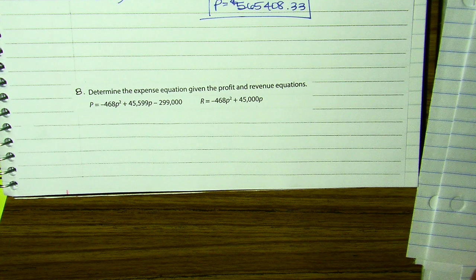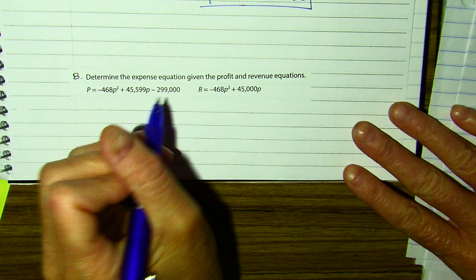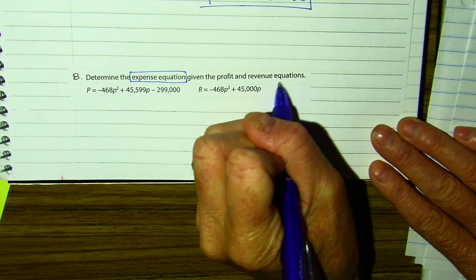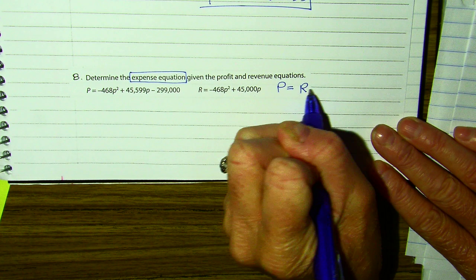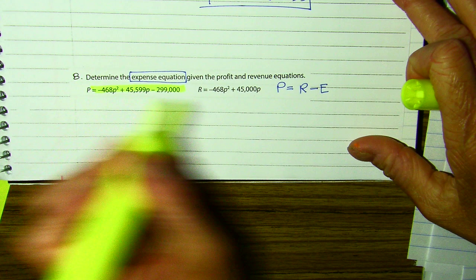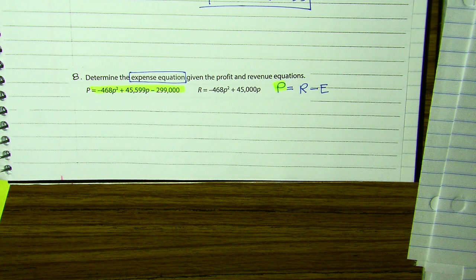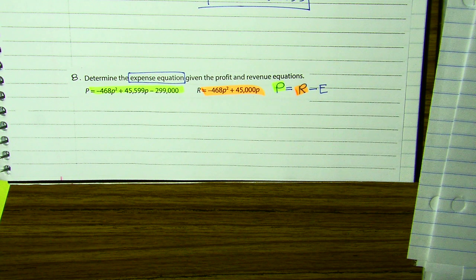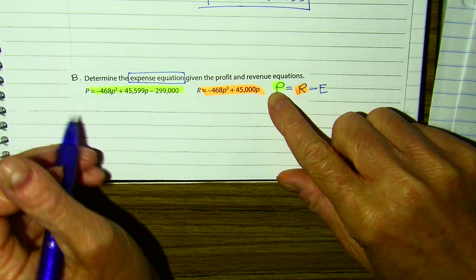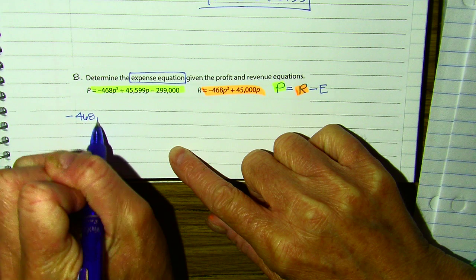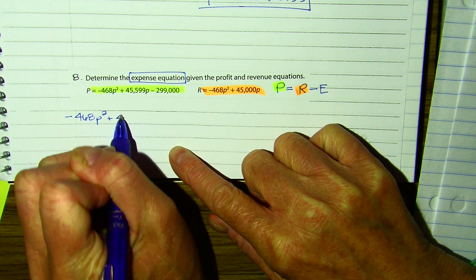So moving on, number 8, determine the expense equation given we have profit and revenue. So I know what profit is, it's here, so I'm plugging that into here. And I know what my revenue is, I'm going to plug that into here. And we're going to solve for E. So our profit is negative 468p squared.